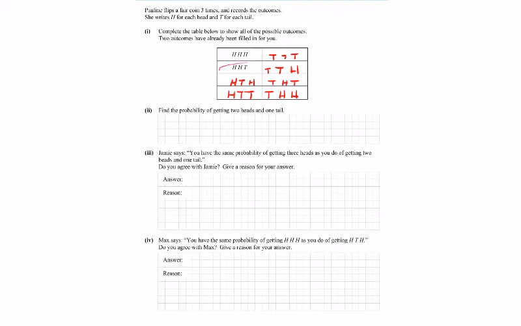For all the outcomes, 2 heads and 1 tail, let's circle them. 2 heads and a tail, 2 heads and a tail, 2 heads and a tail. There's 3 of them out of 8 outcomes. Jamie says you have the same probability of getting 3 heads as you do of getting 2 heads and 1 tail. Well, that's not right. No, we don't agree. 1 over 8 for 3 heads is not equal to 3 over 8.